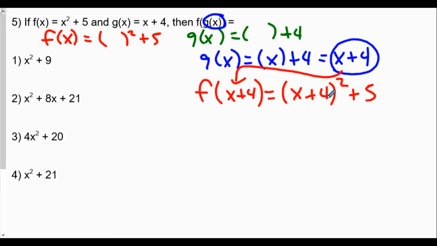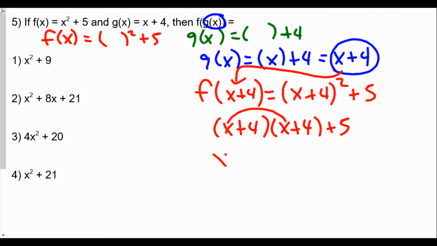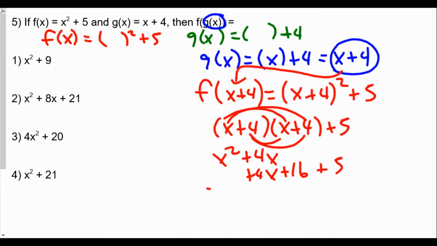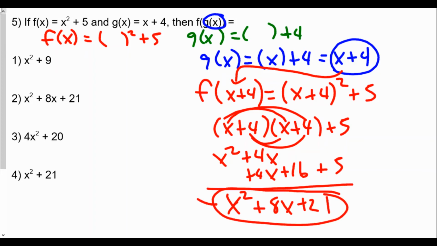So now let's evaluate. Now x plus 4 squared plus 5 really means x plus 4 times x plus 4. In our previous lesson on multiplying polynomials, we used the distributive method. So x times x is x squared, x times 4 is plus 4x, 4 times x is plus 4x, and 4 times 4 is 16. And then plus 5. So we combine all our like terms, and we get x squared, 4x plus 4x is 8x, and 16 plus 5 is 21. And therefore we get x squared plus 8x plus 21, which is going to be choice 2.